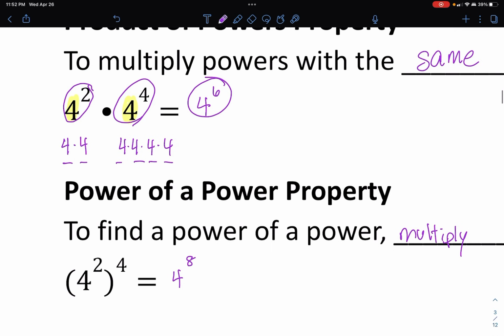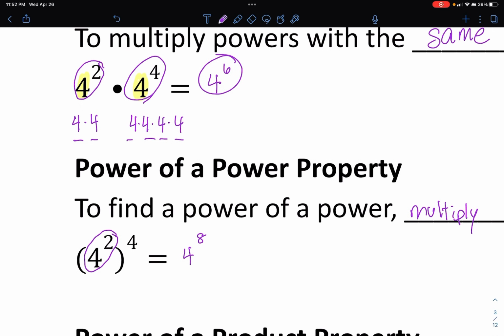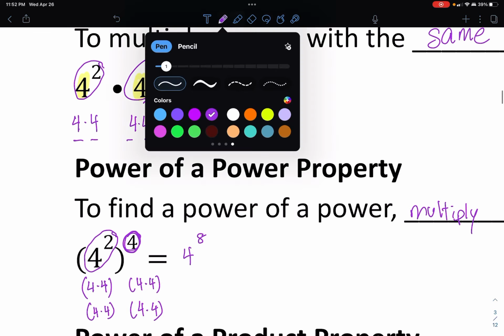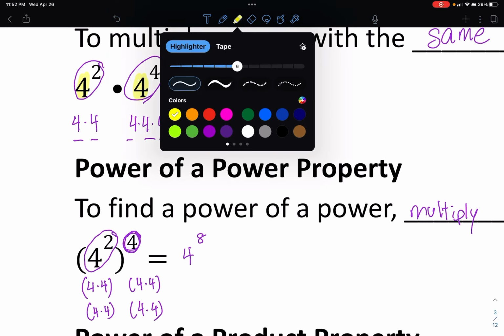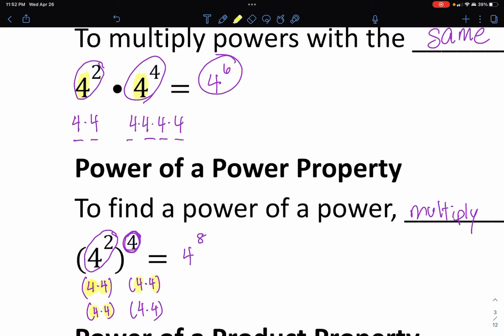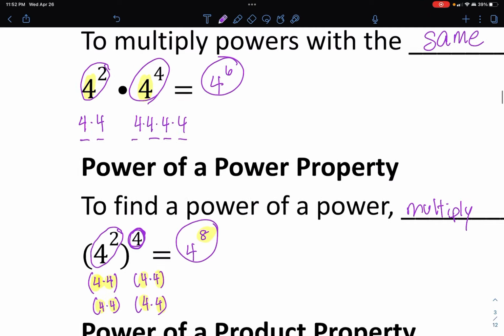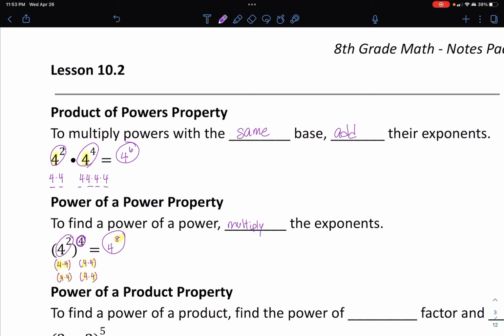So why is this one multiplying whereas the other one was adding? Well, remember, this is 4 times 4 in parentheses. So how many groups of 4 times 4 do I have? I have 4 groups. Here's my second group, my third group, and my 4th group. If I were to add the number of 4s, I have 1, 2, 3, 4, 5, 6, 7, 8. Therefore, it's going to be 4 to the 8th power. So make sure you know the difference between the product of powers and the power of a power.